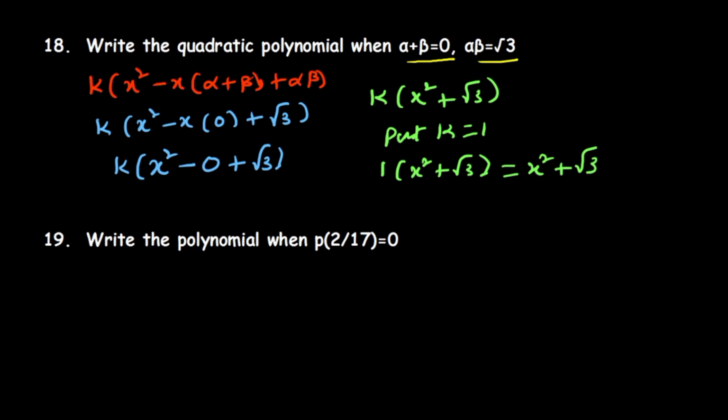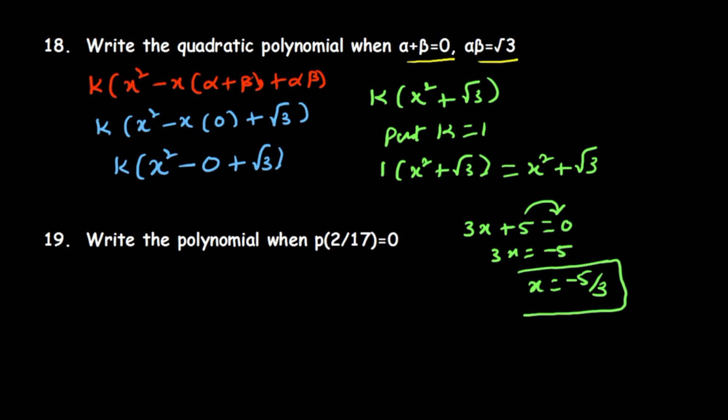The next one, write the polynomial when p of 2 by 17 is equal to 0. Generally, when we have a polynomial like 3x plus 5, what is the zero of this, or what is the solution of this equation? So what we do, take 3x equal to, this plus 5 becomes minus 5, correct? Then x is equal to minus 5 by 3. So this is the process, children, right? To find the value of x, this is the process.